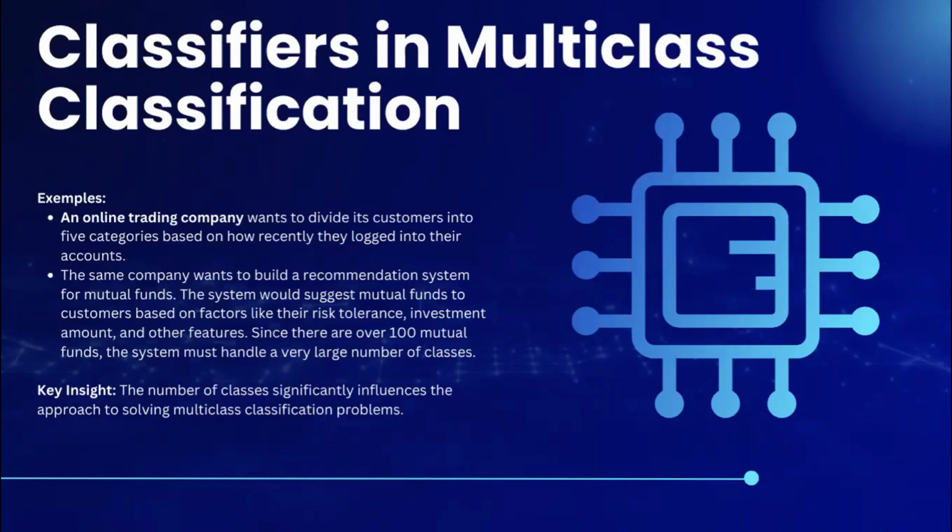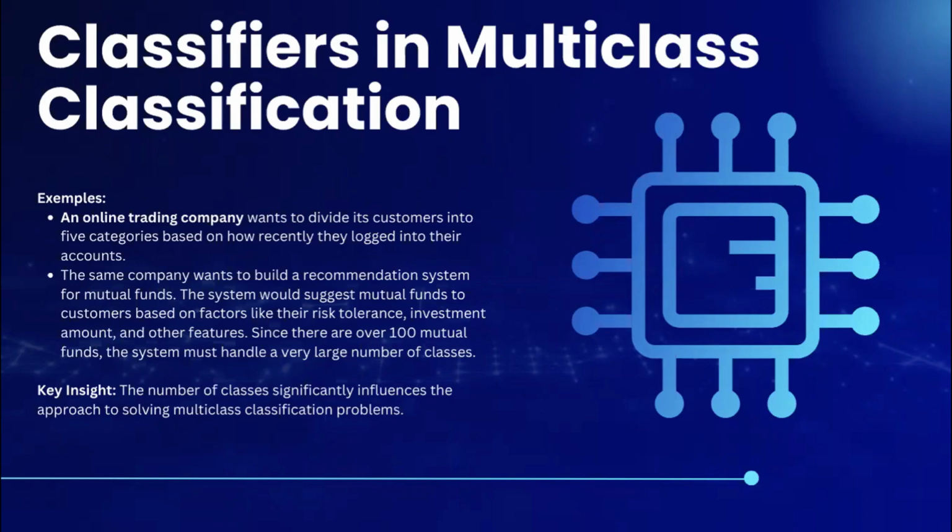So let's talk now about classifiers in multiclass classification. When solving multiclass problems, there are two common approaches we can use. The first one is the one versus all classifier, and the second one is the one versus one classifier. Each of these methods has its own strengths and weaknesses, so understanding when and how to use them is key.